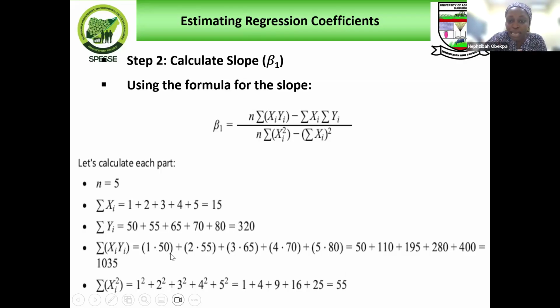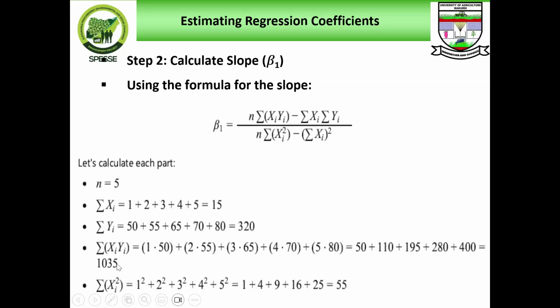When you multiply, BODMAS tells us that we'll attend to the things in the bracket first. So we'll handle what is in the bracket first. So 1 times 50 is 50. 2 times 55, 110. 3 times 65, 195. 4 times 70, 280. 5 times 80, 400. When you add everything up, it gives you 1035. So this summation xiyi is 1035.